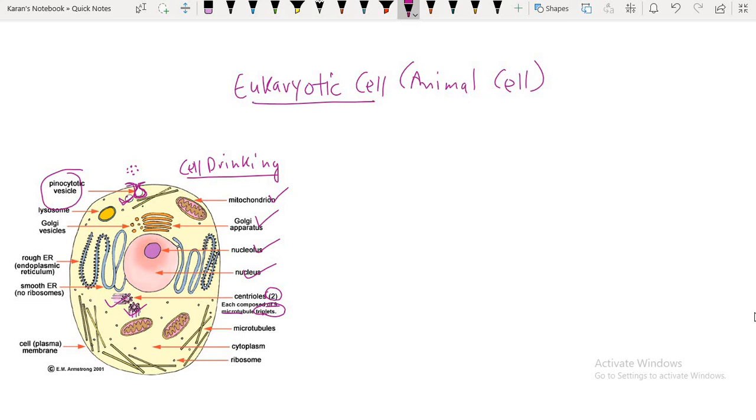Then you can see there are some microtubules and cytoplasm, ribosomes where protein synthesis occurs. Then there is a cell membrane which is also known as plasma membrane. This we have already talked about. We have also talked about the rough endoplasmic reticulum and smooth endoplasmic reticulum, right? So this is the structure of a eukaryotic cell, which is actually an animal cell, right?